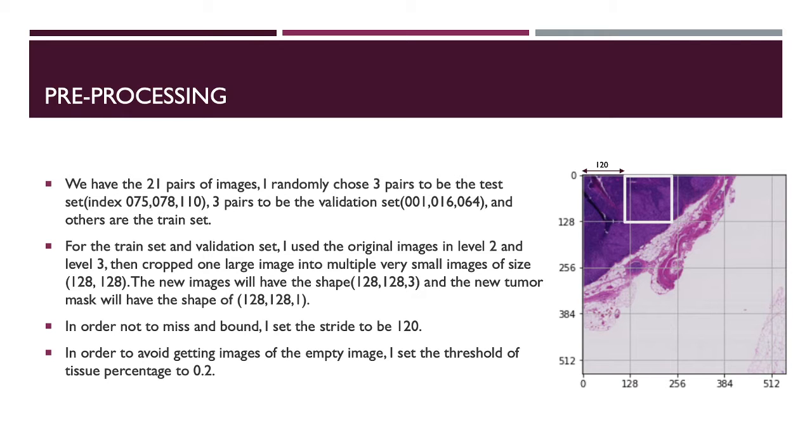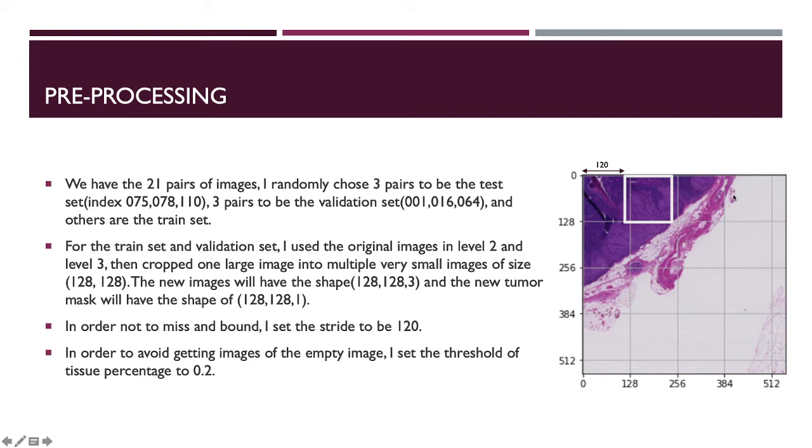For the train set and validation set, I use the original images in level 2 and level 3 to create the input for my model. I cropped one large image into multiple small images of size 128 by 128. The general idea is shown in the image with the grid, which is here. I crop this large image into multiple small images, with a grid of 21 by 28.